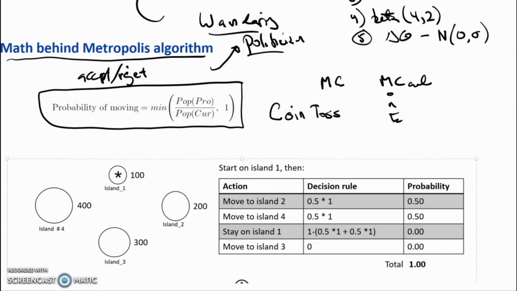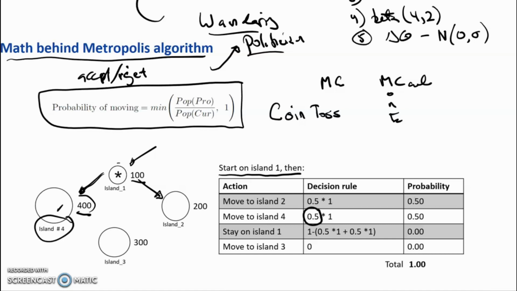So what we're going to do is start the politician on island number 1. So there's the politician on island number 1. Next morning they wake up, flip a coin, 50% chance of going this direction, 50% chance of going this direction. If they go in this direction, because the population here, 400, is greater than 100, they'll move. So the probability of moving to island number 4 the following day is 0.5, the coin flip, times 1, because this population is bigger than that population.